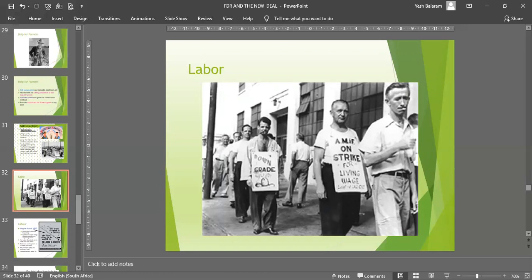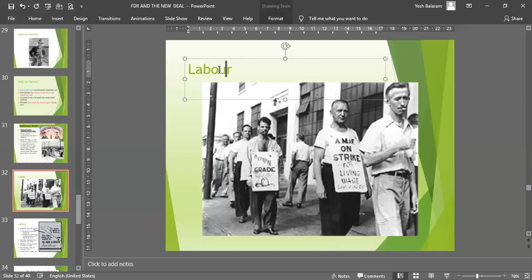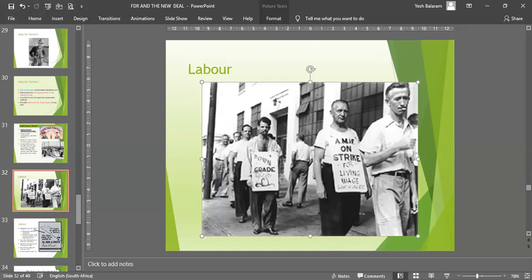Roosevelt's key goal with regard to labor was to make sure that workers' rights were protected, and of course that jobs were created. Now, just to inform you, in America, they spell the word labor as L-A-B-O-R, not O-U-R. So I just corrected that for you there.